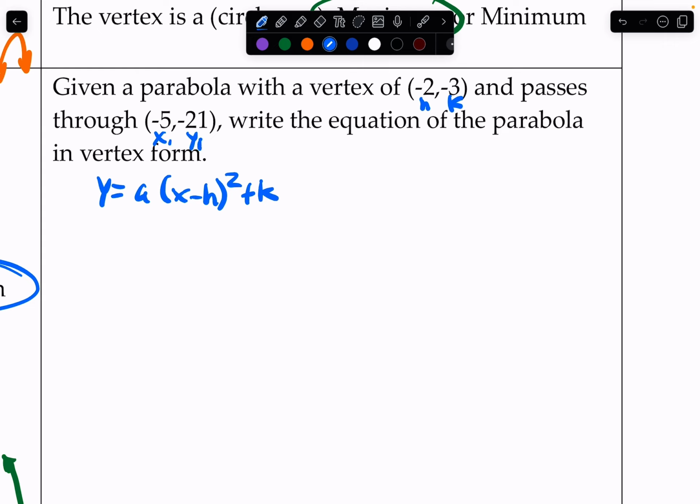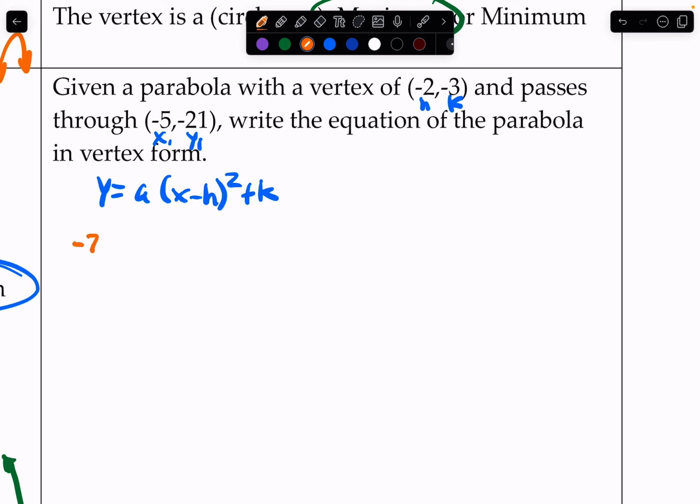I put that little hash mark there to indicate that it's an example x and an example y. So I can actually plug these values in to solve for a, because notice, I have y, a, x minus h, plus k. I don't have a up here. I have h and k, I have x and y, but I don't have a, so I need to solve for a. And what I'm going to do is plug in all these values.